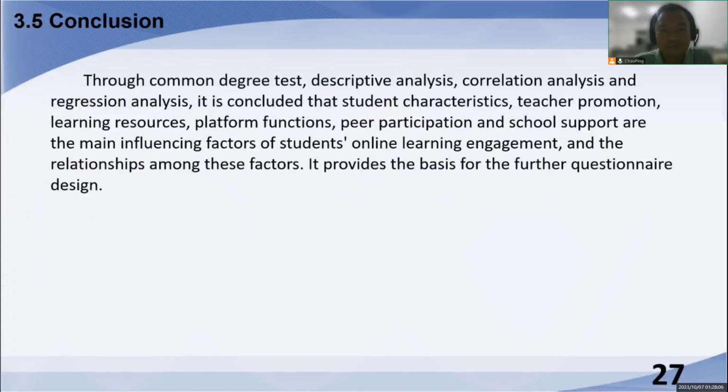Through reliability tests, descriptive analysis, correlation analysis, and regression analysis, it is concluded that student characteristics, teacher promotion, learning resources, platform function, peer participation, and school support are the main influencing factors of students' online learning engagement. And the relationship among these factors provides the basis for the further questionnaire design.